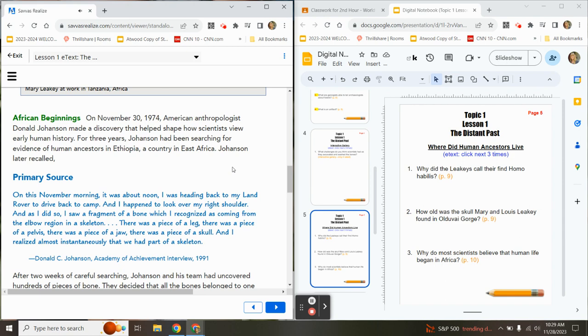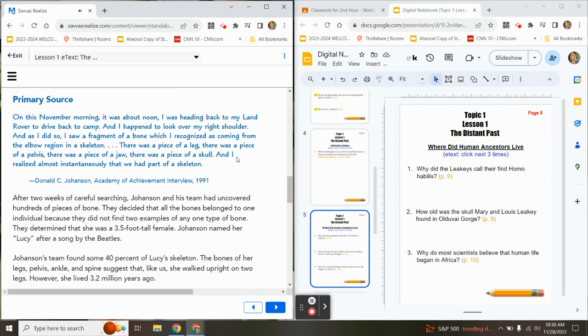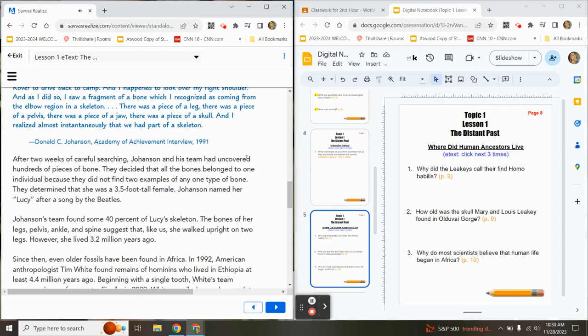On this November morning, it was about noon. I was heading back to my Land Rover to drive back to camp, and I happened to look over my right shoulder, and as I did so, I saw a fragment of a bone which I recognized as coming from the elbow region in a skeleton. There was a piece of a leg. There was a piece of a pelvis. There was a piece of a jaw. There was a piece of a skull. And I realized almost instantaneously that we had part of a skeleton. Donald C. Johanson, Academy of Achievement Interview, 1991.